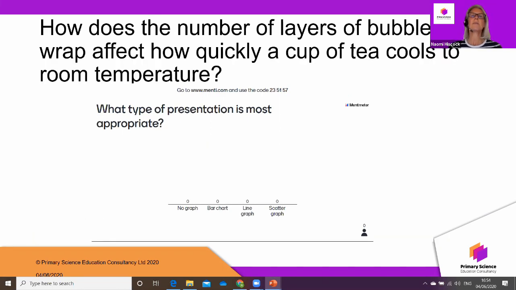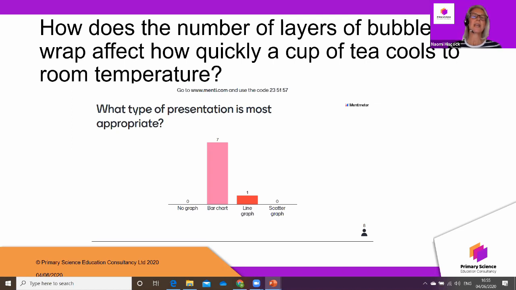So how does the number of layers of bubble wrap affect how quickly a cup of tea cools to room temperature? Okay, thank you very much. And I'm in agreement. Oh, at the last minute we had a sneaky line graph entered in. I'm going to just go with the bar chart anyway, with the vast majority of you there, because we've got layers of bubble wrap.